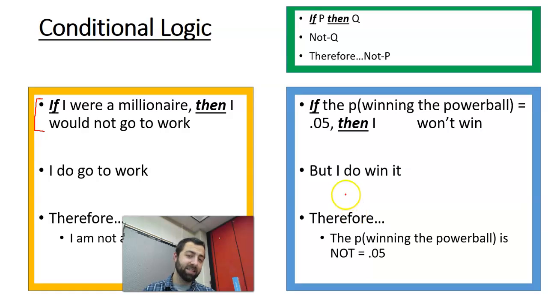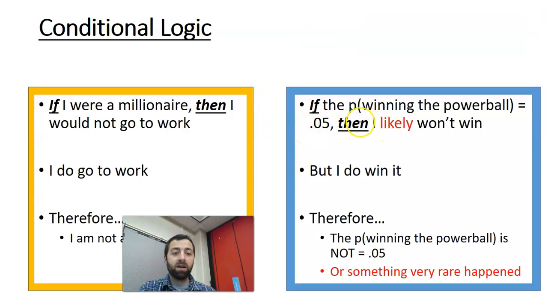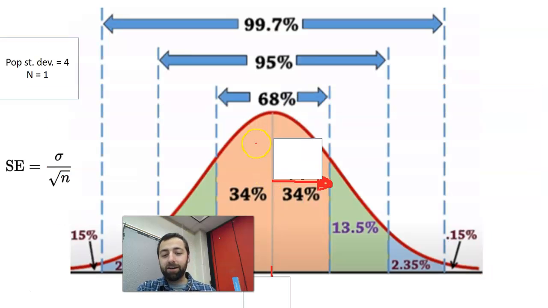Now, obviously, in this case, because we have some elements of probability, it's going to complicate the syllogism a little bit. All right, so it's actually going to look like this. I likely won't win, but I do win. Therefore, either the probability was not 5%, but something higher, or something very rare happened. Okay, we have to accept one of these conclusions, though. Okay, so how does that shake out here?